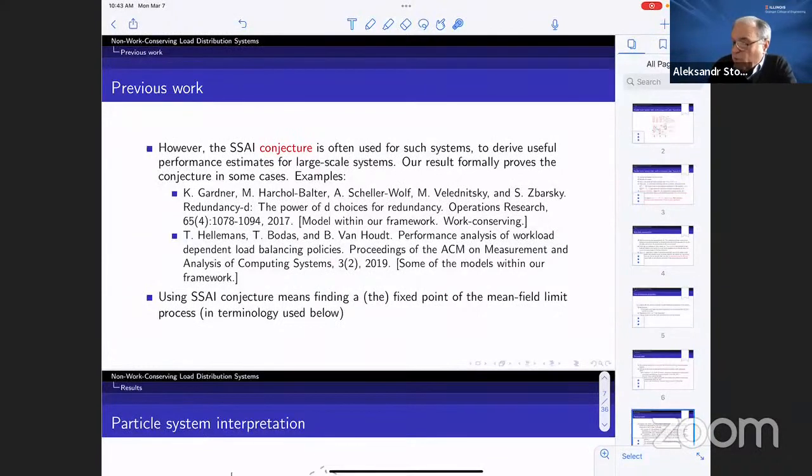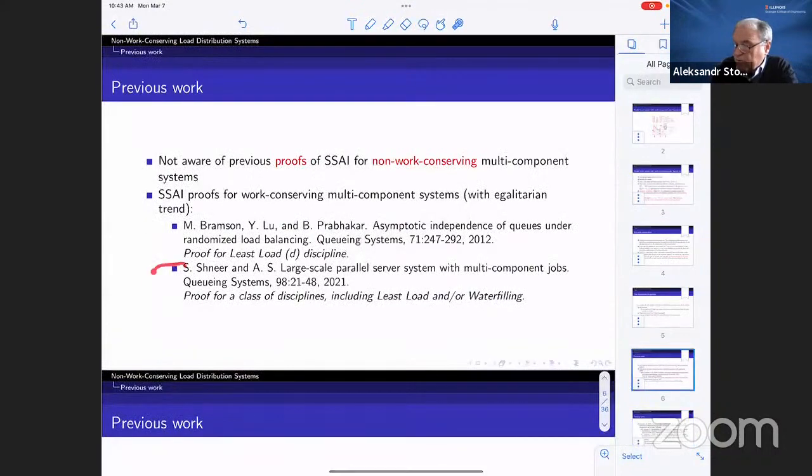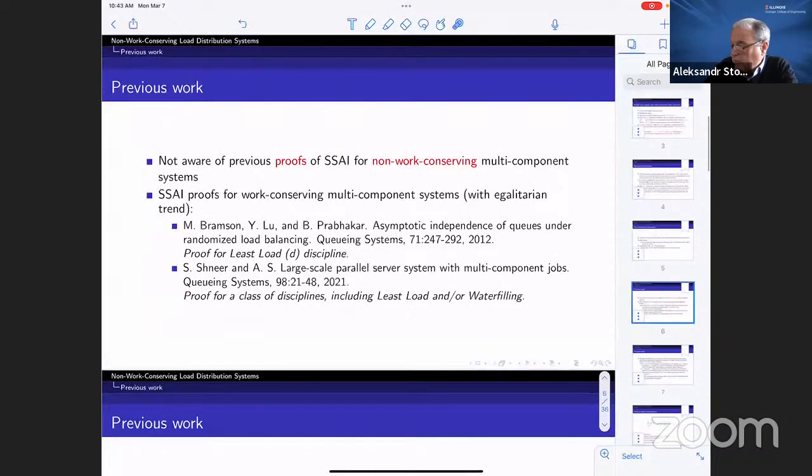So there is no proof of the ansatz, but assuming this is true, you get an explicit expression. So this model is within the framework of the work we're talking about today, but it's also in the framework of this paper because it's work conserving.